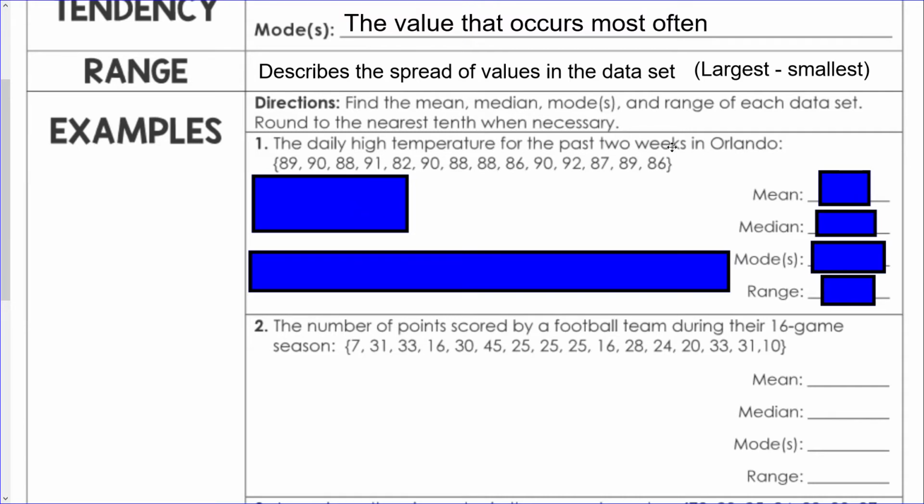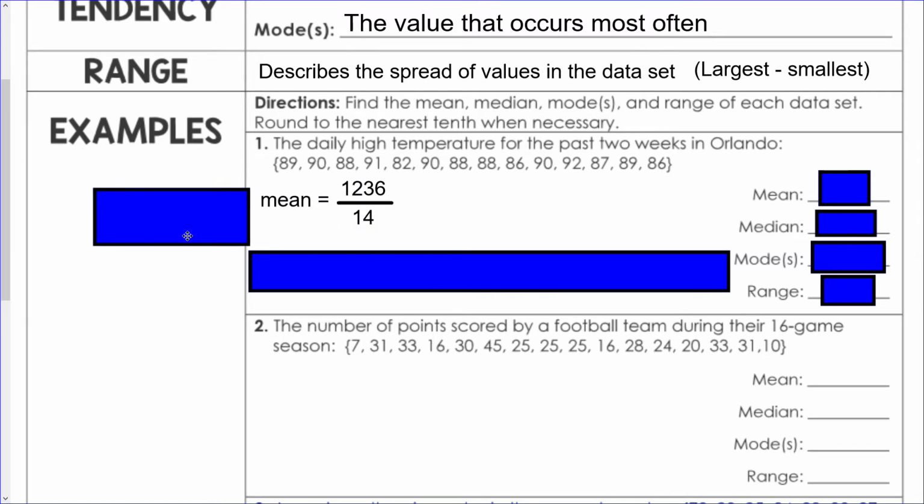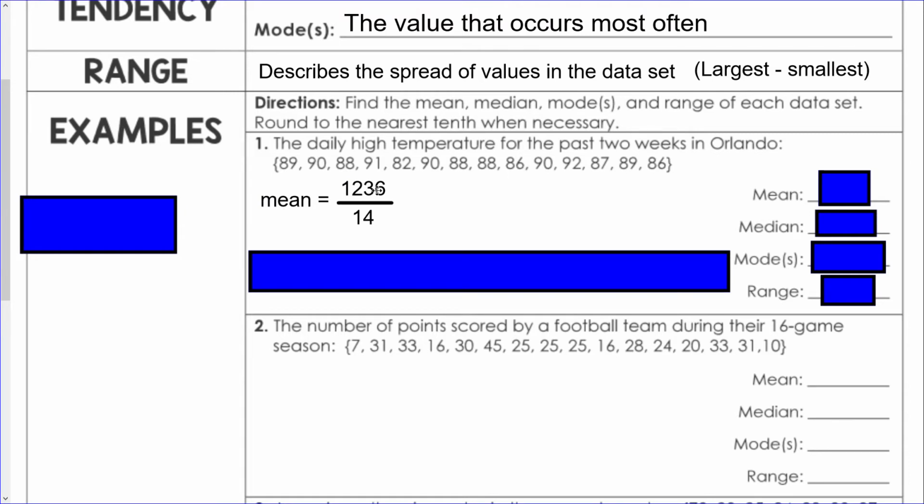Okay, so the daily high temperature for the past 2 weeks in Orlando, that would be nice, is all of these numbers right there, and we need to find mean, median, mode, and range. All right, so mean, we're adding up all those things, and there are 14 of them, so you can trust me on here, but please double check my math. If you add all those up, you get 1,236, and then you divide by 14 because there are 14 numbers there, and your mean should be 88.3. Okay, round to a reasonable number.